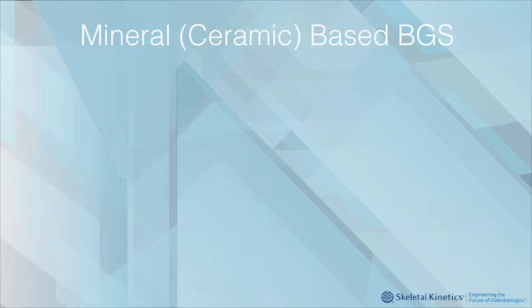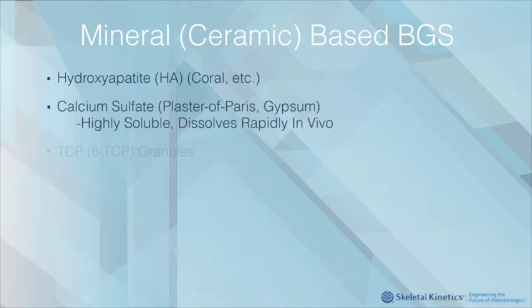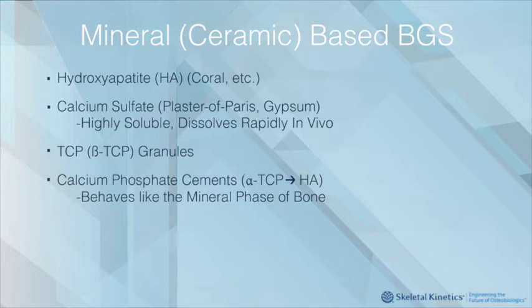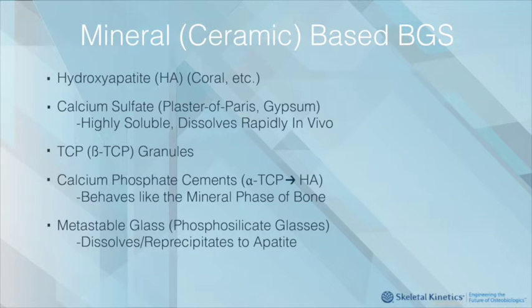Our next category is mineral or ceramic-based bone graft substitutes. This is often the most misunderstood category by both surgeons and reps alike. The category includes hydroxyapatite, or HA, calcium sulfate, TCP, known as beta-TCP, calcium phosphate cements. Then you have older products like metastable glass, and then composites of all the above materials.